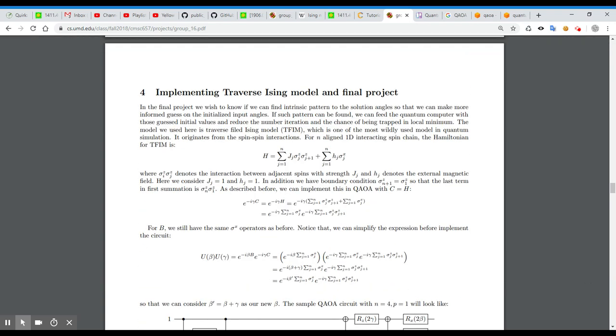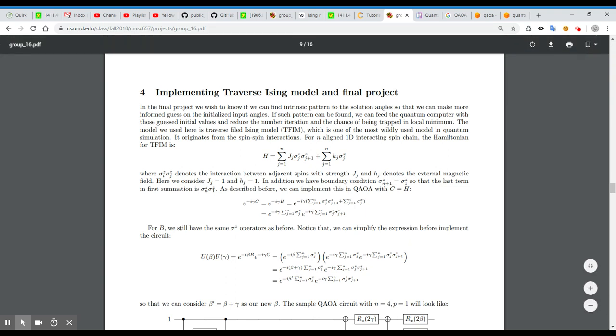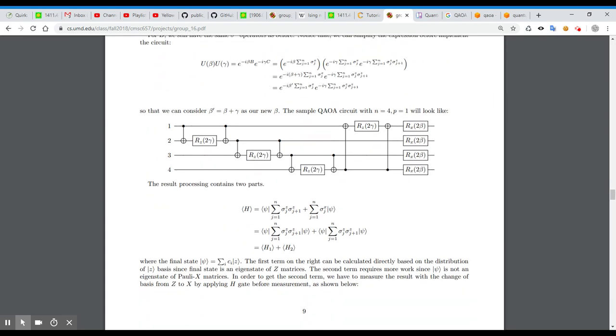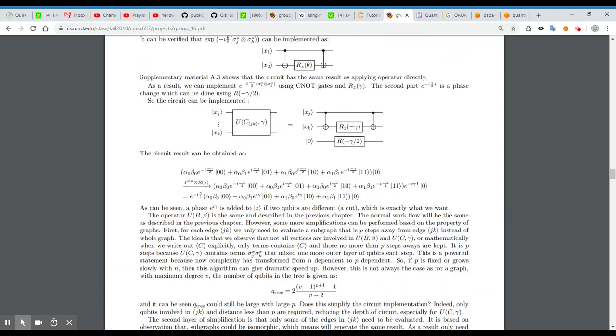I'm just running out of time for today anyway. But basically, we can make more from this. The model was the Ising model, which is one of the most widely used multi-point simulations. It originates in the spin-spin interaction.